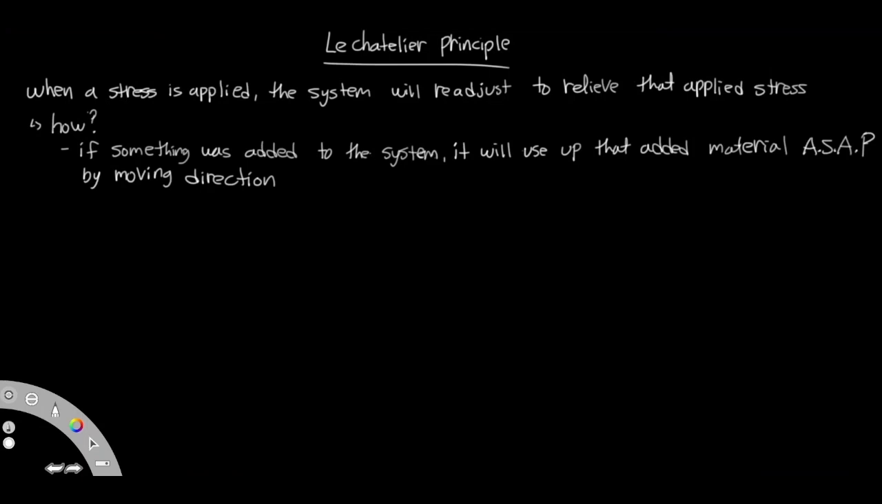So this here is an example of that. When you add something to a system, you are applying stress. So how do we maintain that equilibrium? Well, we have to move the direction, and that's going to be called an equilibrium shift. We'll look at that shortly in a table, like I said. But again, if it is being added to the system, we move direction, and within that process, we use up that added material as soon as possible.